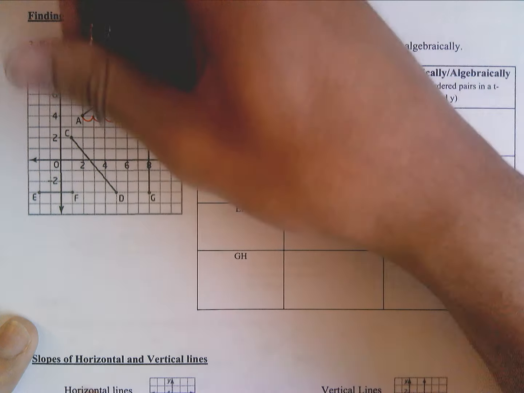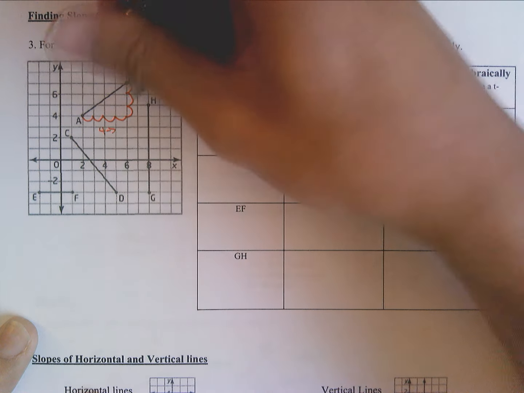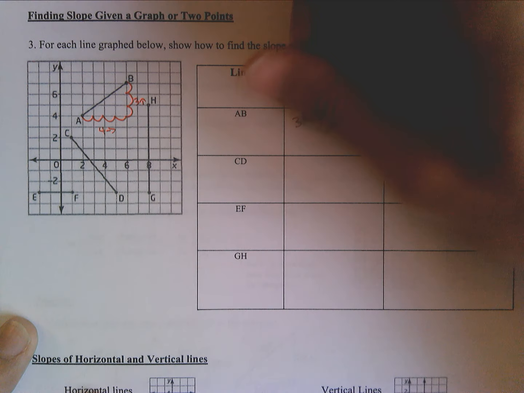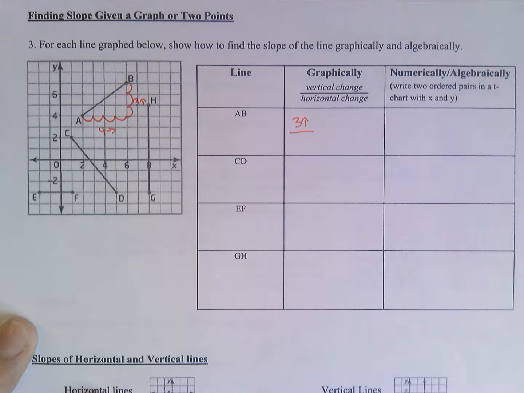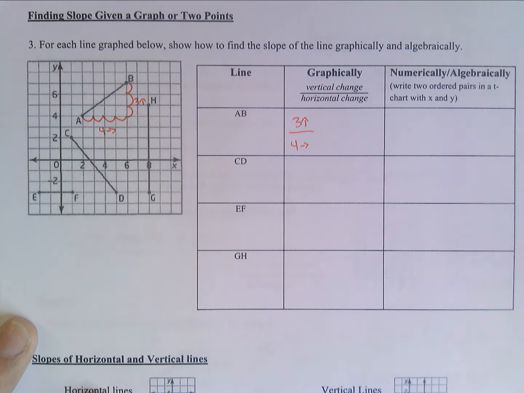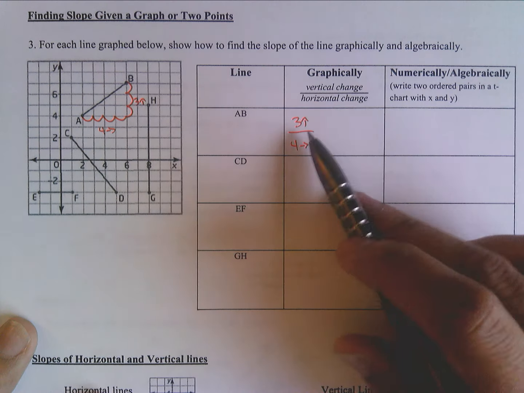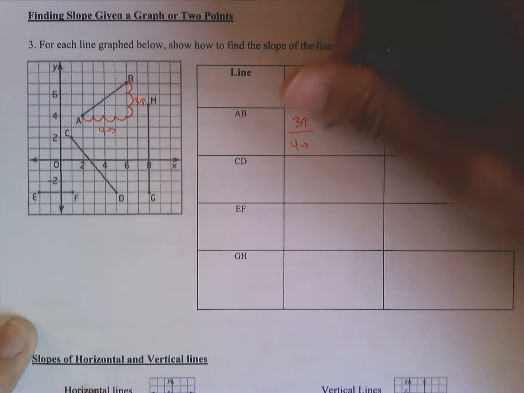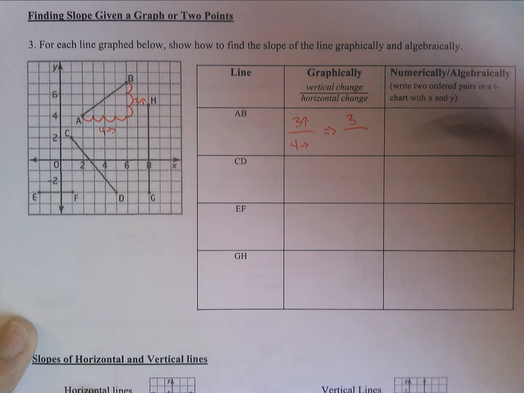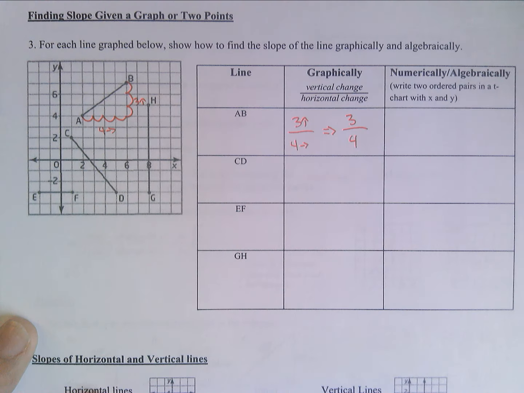Okay, let's go ahead and write that. 4 units right and 3 units up. So then our vertical change, that's our 3 units up, over our horizontal change, 4 units to the right. Well, we know that up is the positive y direction, so this is going to tell us a positive 3. And we know right is the positive x direction, so that's going to be a positive 4. So our slope is 3/4.